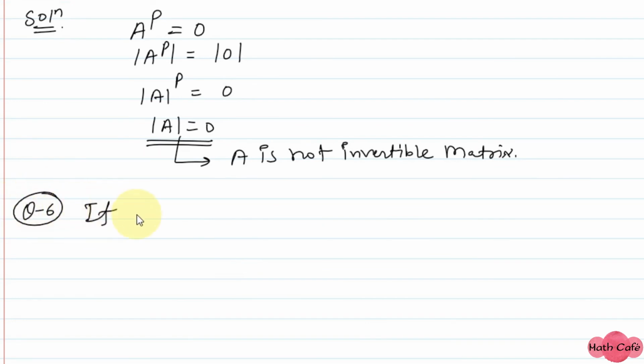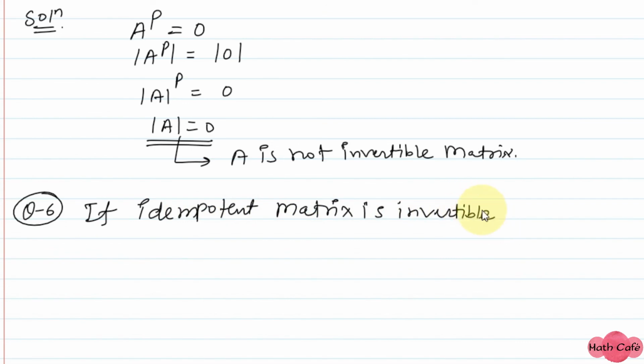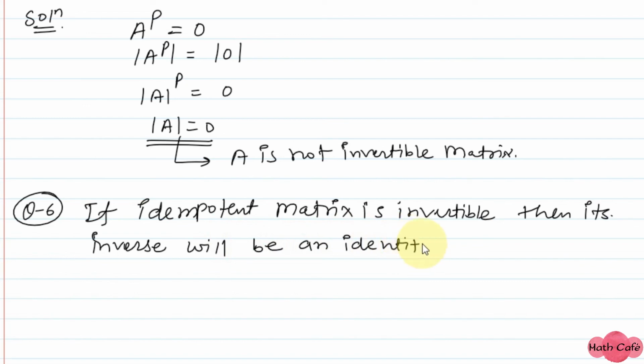So if an idempotent matrix is invertible, then its inverse will be an identity matrix. Alright, let's prove this thing here. So let's proceed with the solution.